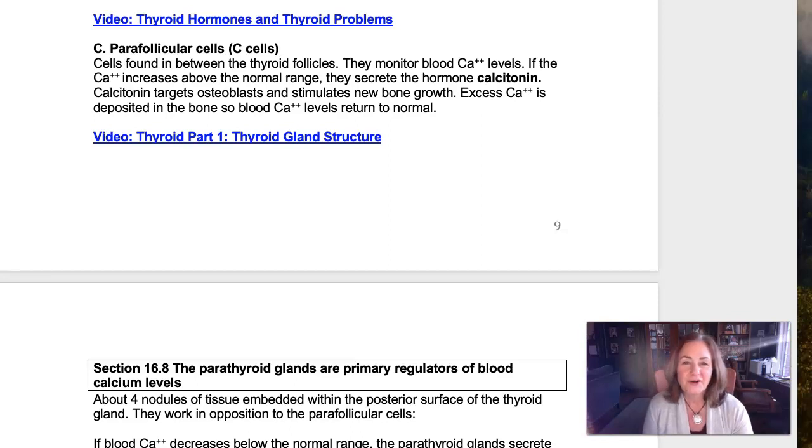In this video, I'd like to talk about the parafollicular cells of the thyroid gland and the parathyroid glands, how they work in opposition to regulate our blood calcium levels. And so we're going to start with the parafollicular cells, also known as C cells. And remember, those are the cells that are found in between the thyroid follicles.